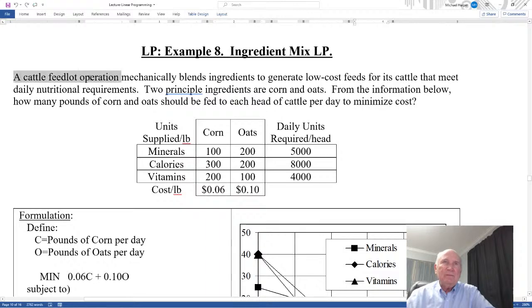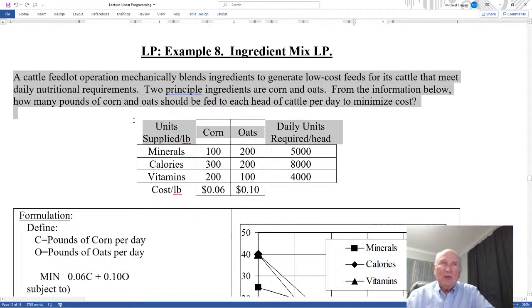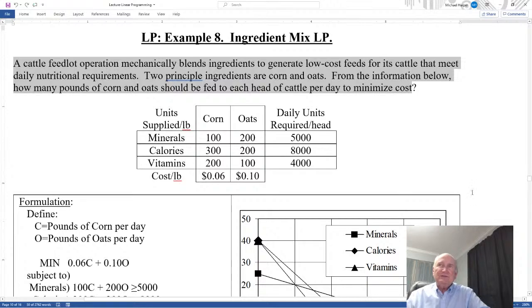A cattle feedlot company. A cattle feedlot operation mechanically blends ingredients to generate low-cost feeds for its cattle that meet daily nutritional requirements. Two principal ingredients are corn and oats. From the information below, how many pounds of corn and oats should be fed to each head of cattle per day to minimize cost?